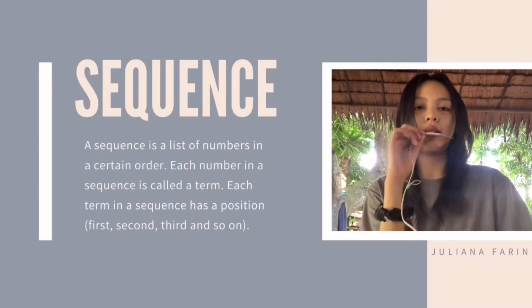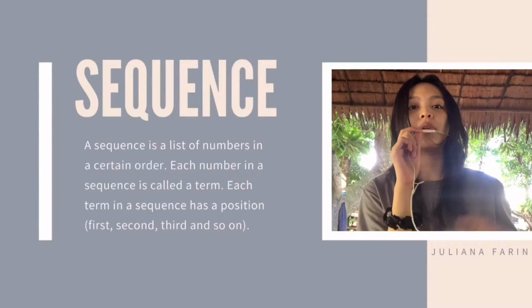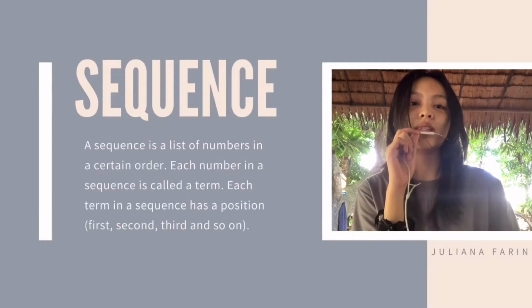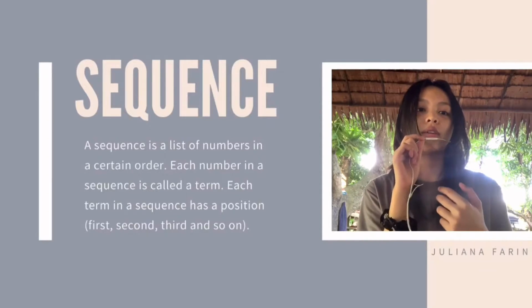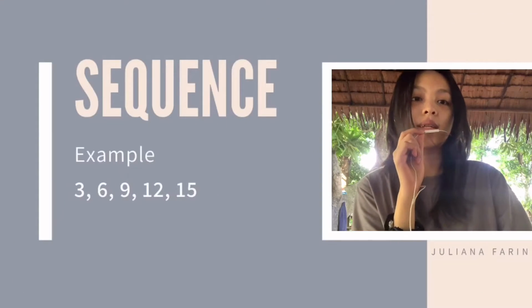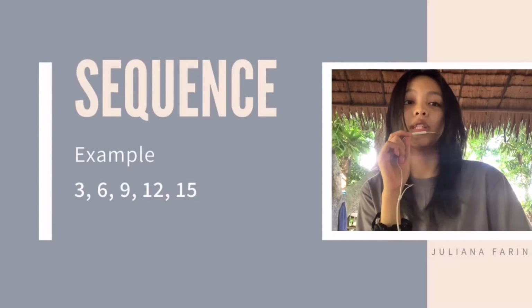So, what is sequence? A sequence is a list of numbers in a certain order. Each number in a sequence is called a term. Each term in a sequence has a position: first, second, third, and so on. For example, we have here 3, 6, 9, 12, 15, and so on. As you can see here, these numbers are called a sequence.